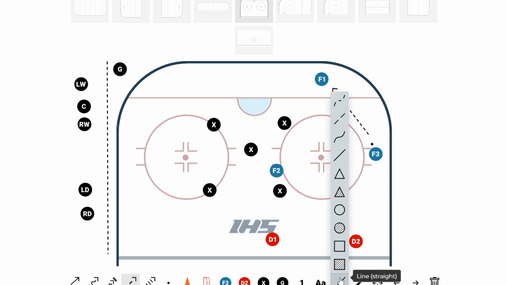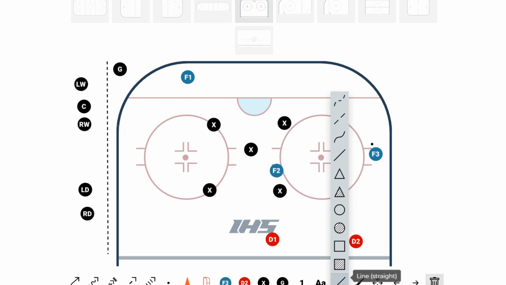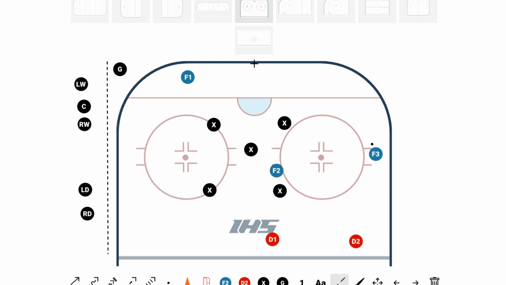The next part is, what is a good place to naturally be? Well, like I said, you don't want to be on the opposite side of the ice, nor do you want to be so far that the only passing option would be to ring it down the boards to you. And so the next portion is, you can think of drawing a line down the middle of the ice, splitting the ice in half.